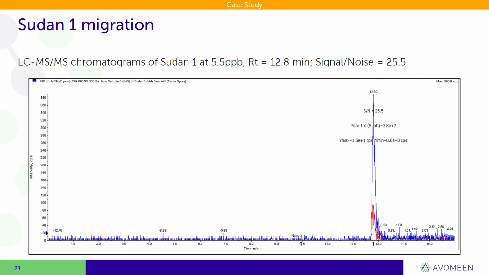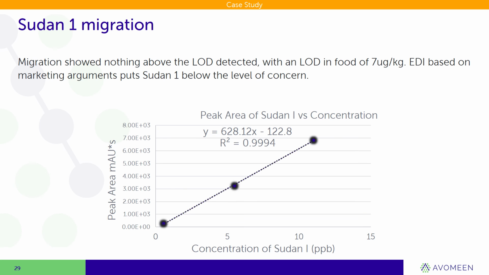Okay, so the method was LC-MS/MS. Here is Sudan 1 at 5.5 parts per billion. Signal to noise is 25:1, so limits of detection are around a part per billion. The migration showed nothing above the limit of detection. The limit of detection corresponds to 7 micrograms per kilogram in food.